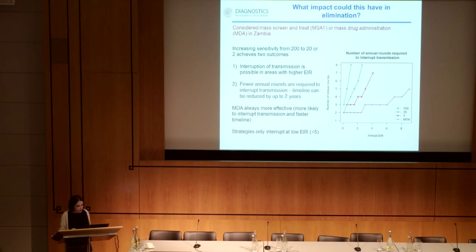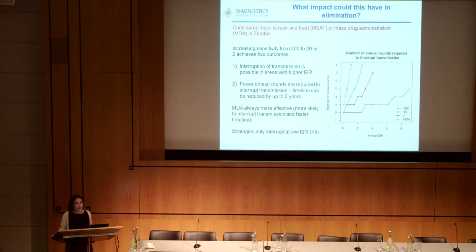And so the graph is showing you the places where you could interrupt transmission. On the bottom axis is annual entomological inoculation rate, which is a measure of intensity of transmission. And the y-axis is the number of rounds, how many years you need to repeat this program until you achieve elimination. So you can see for the MDA, which is the purple line, if you read across that, at an annual EIR of around 2, you'd only need 2 rounds. At a slightly higher transmission, you'd need maybe 3 rounds and so on before you could interrupt transmission.